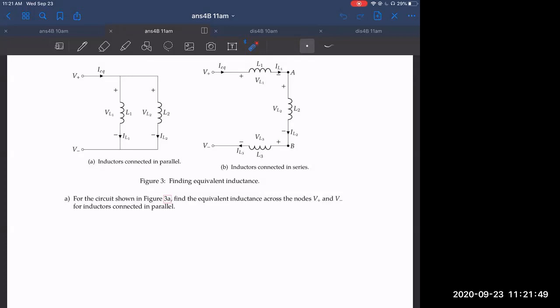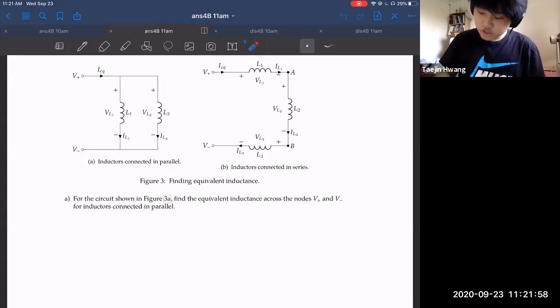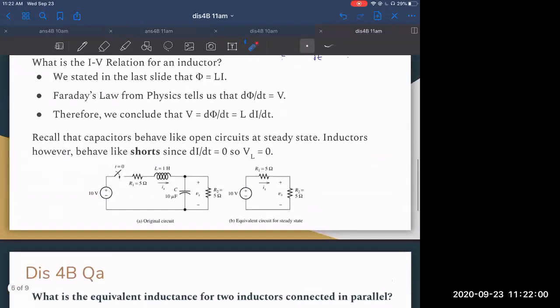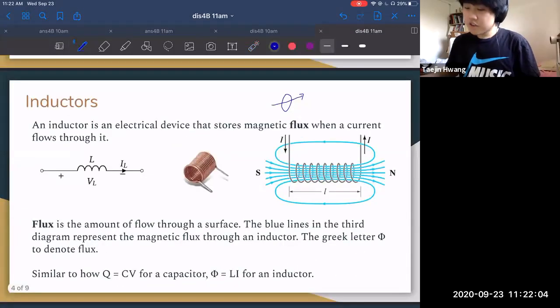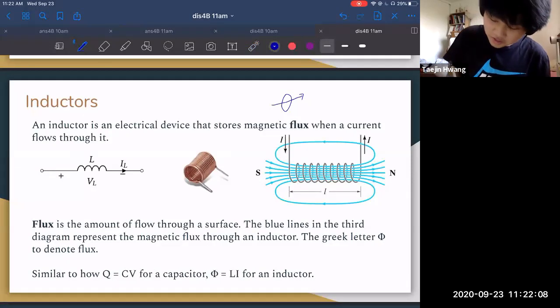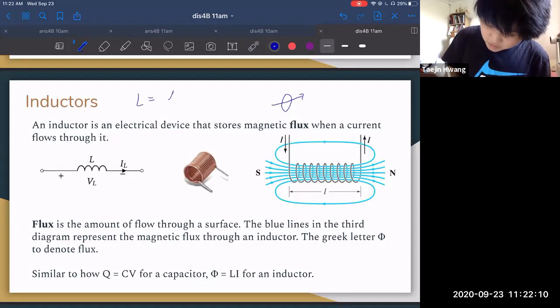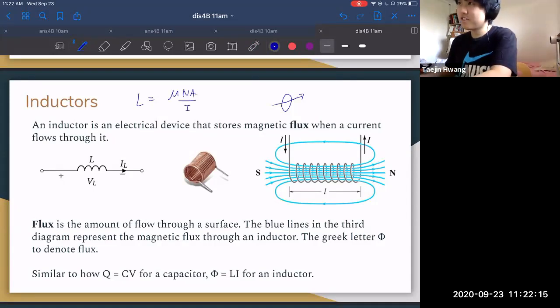How does the property of inductors change with length and area, like how it does for capacitors? Yeah, that's a good question. Perhaps I should write that on the slides here. I forget the exact formula. Let me Google this real quick. Something like mu N A over l or something. Inductor formula.